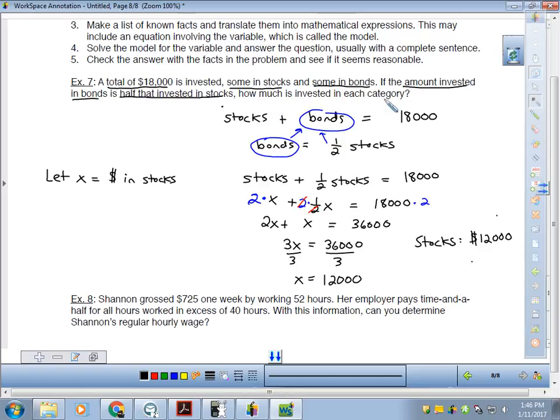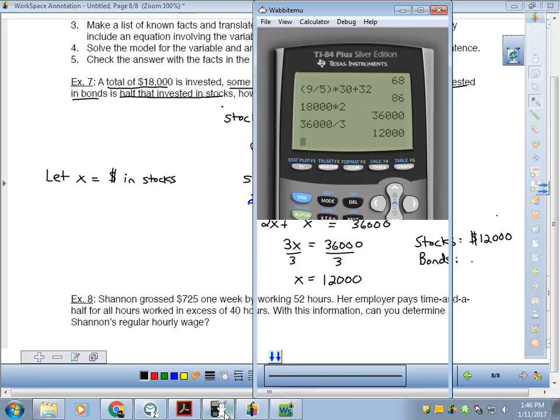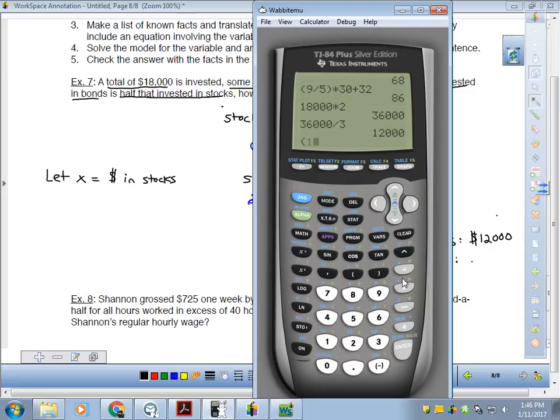But that's not the full answer to the question, because the question asks us how much is invested in each category. Well, there are 2 categories, stocks and bonds. All we've answered is stocks. So we need to figure out how much is in bonds. You can do it one of 2 ways. You can either plug stocks back in here, plug in the 12,000 here and solve for bonds, or you can plug it in here and solve for bonds. Like you could plug it in right here for this stocks and say 1/2 times 12,000. That would be what bonds is. And that's what I'm going to do really quick. So 1/2 times 12,000, we get 6,000.